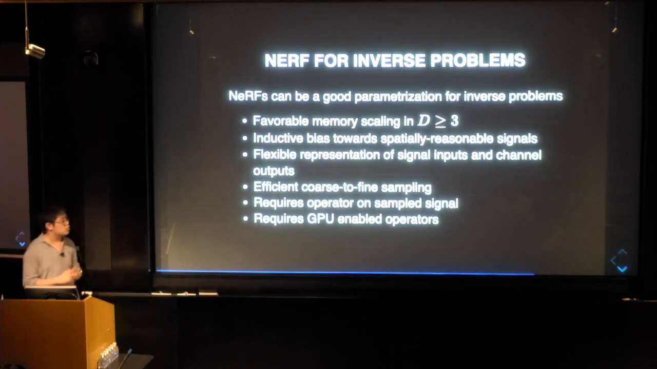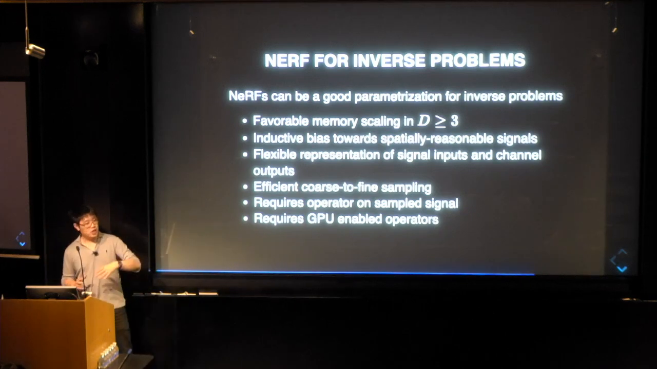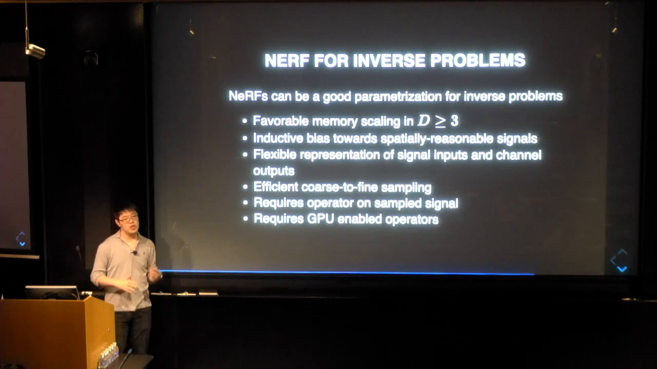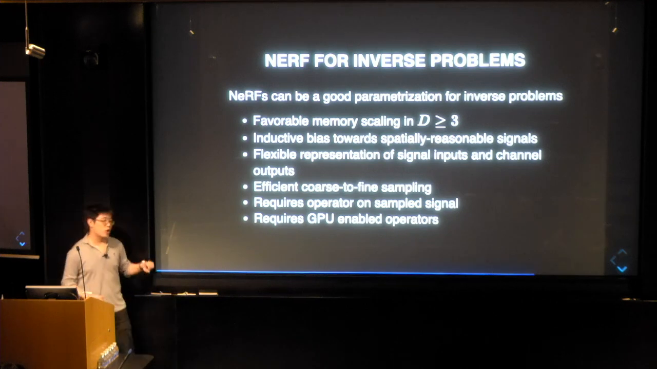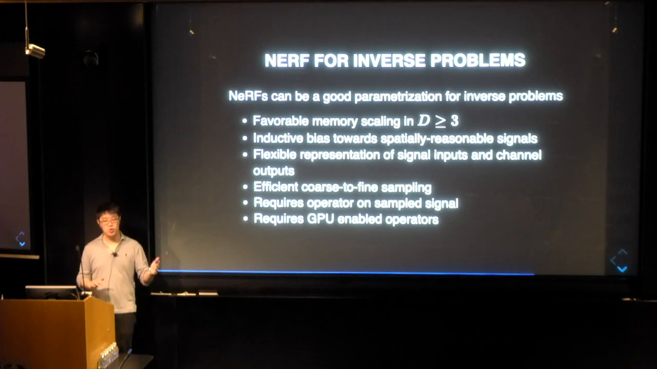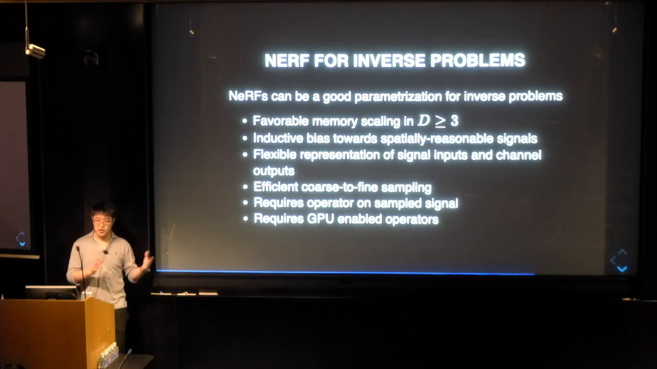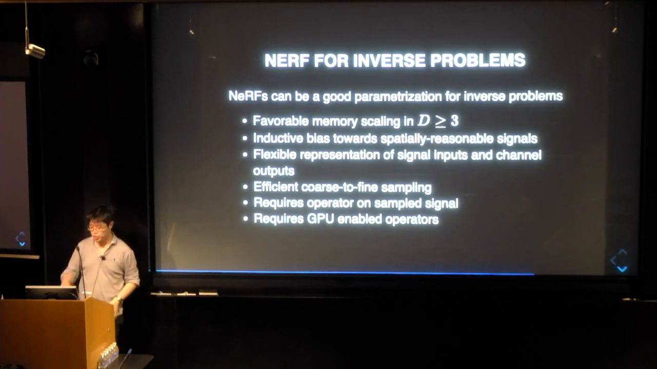Now, the two downsides, the two things you need to have, are, one, you really need to have the operator written on the sampled signal. So if you have a differential operator, for example, that might be more expensive than just writing the differential operator for the Fourier signal. And the second one is that you really need the GPU to work on these things. If you don't have a GPU, then this is going to be way too expensive. The GPU really helps us brute force some of the stuff there. Without the GPU, you would have to resort to fast Fourier transform or something like this, which is a different approach.